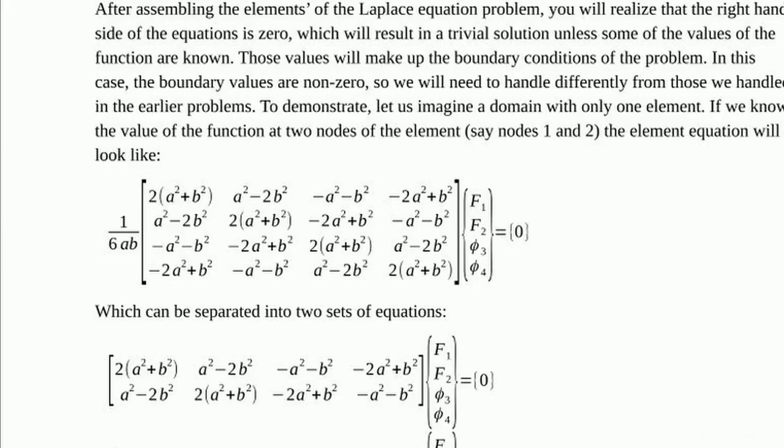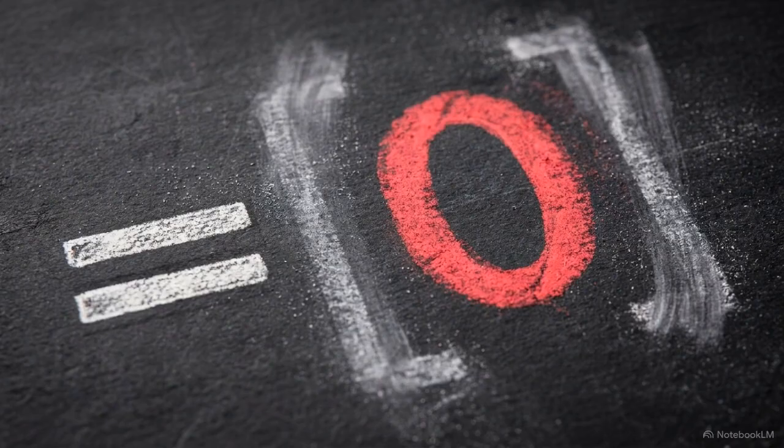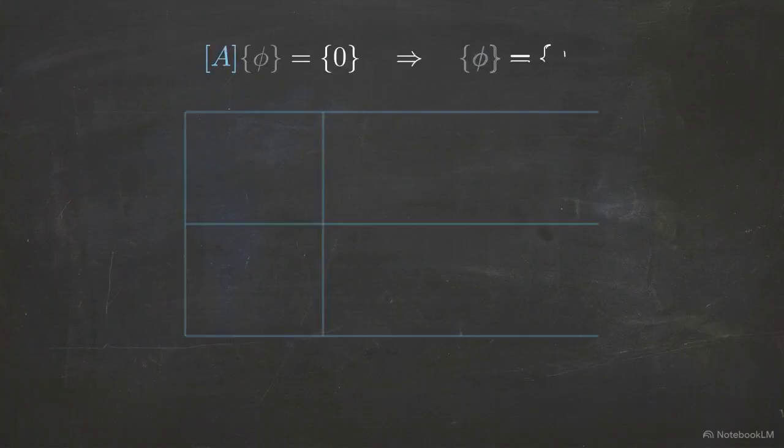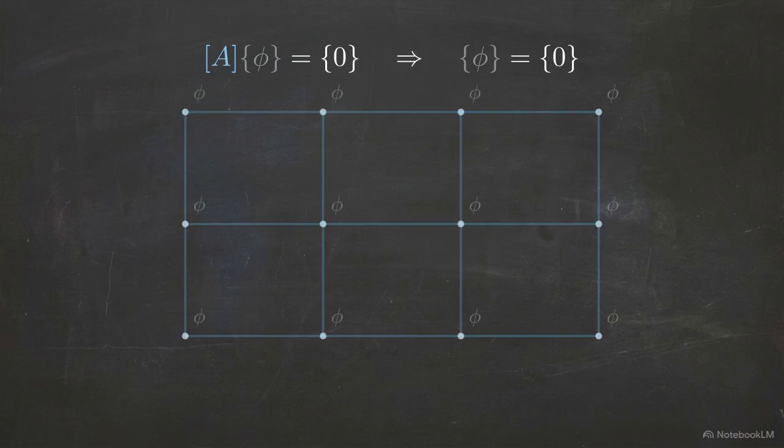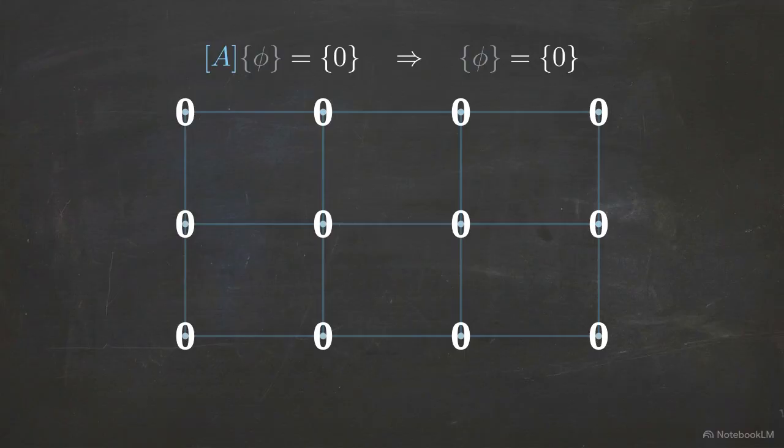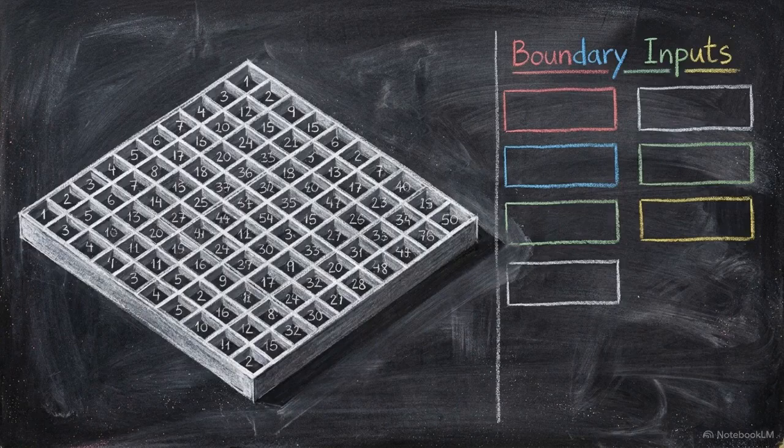Notice the right-hand side of the equation. The entire system is currently set equal to a vector of zeros. Setting a homogeneous system of linear equations equal to 0 has an immediate mathematical consequence. This results in a trivial solution, where the solver computes every unknown interior variable, phi, as 0. At this stage, the assembled stiffness matrix represents the potential for physics, but it lacks the external data required to compute a specific state.